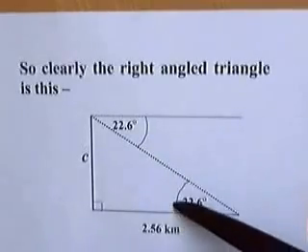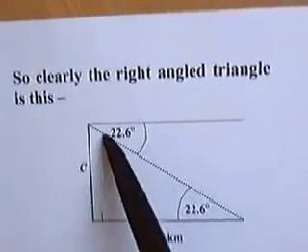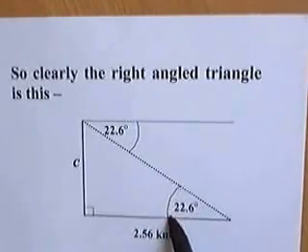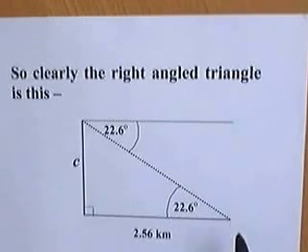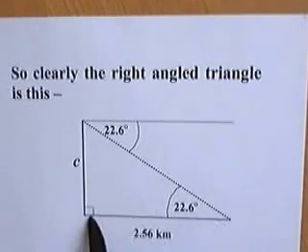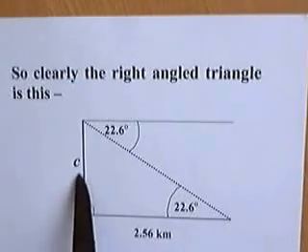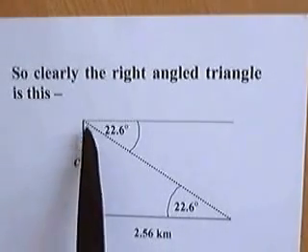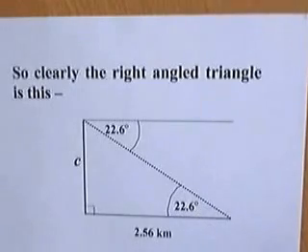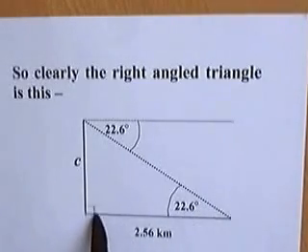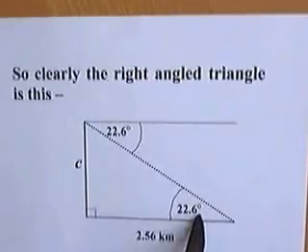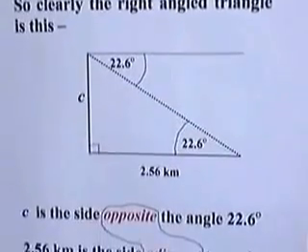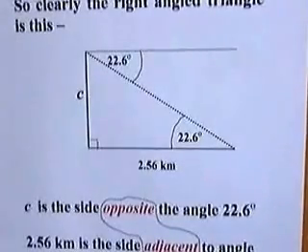Okay, there's the angle of depression, and there's an angle of elevation. Remember what I said about the Z angles? Well, this is the same angle here, 22.6. The ship is here, and the base of the cliff is there, and this is 2.56 kilometers. So we know the length of that side. We want to find this height here of the cliff, and we know this angle here. So again, we have to work out the relationship of this side to this angle and the relationship of that side to this angle. Okay, we do it like this.